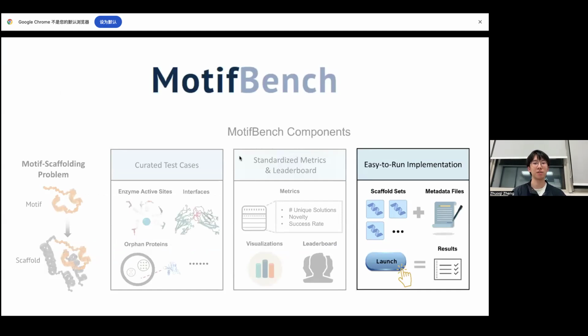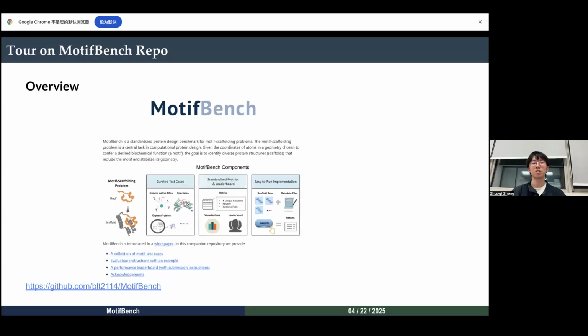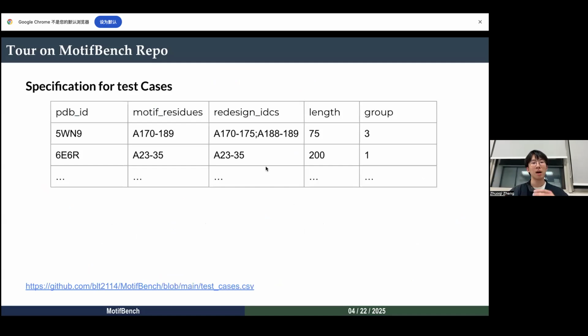So finally, we're going to take a tour of the MotifBench GitHub repo to see how we can easily launch the motif scaffolding evaluation. Basically, the MotifBench GitHub repo contains three main components. The first is the place that hosts the 30 test cases, then the main evaluation pipeline, and finally a leaderboard.